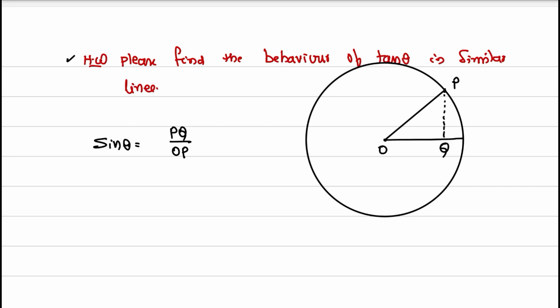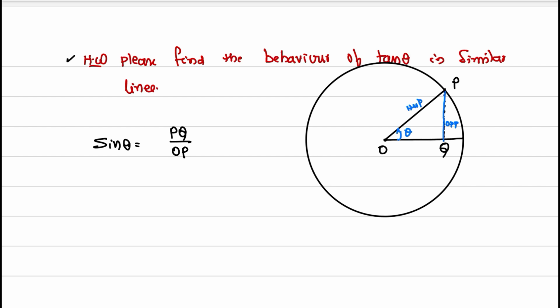Now, sin theta is PQ, from P to Q, this distance, the perpendicular distance on the x-axis, PQ divided by OP. This is the opposite side, this is the hypotenuse, this is angle theta. Sin theta is defined like this.